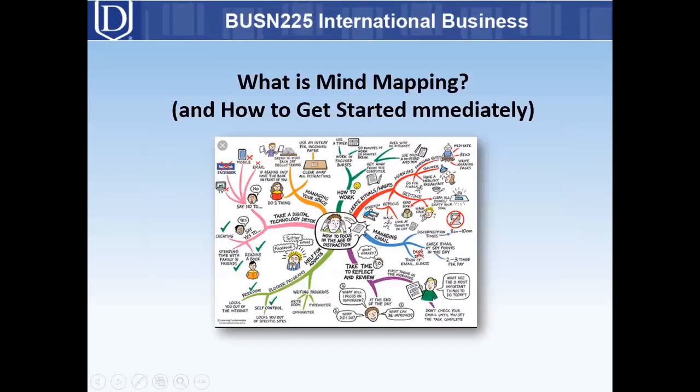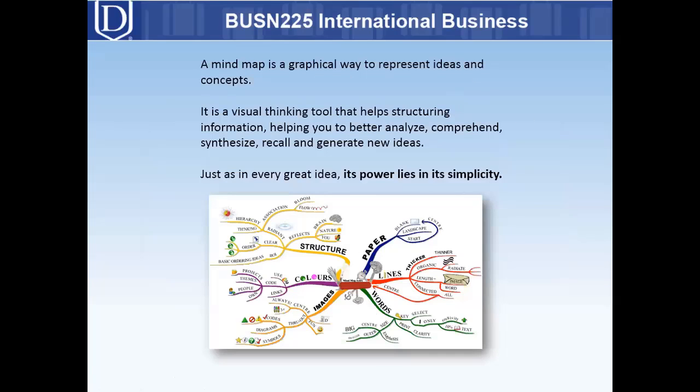What is mind mapping and how to get started immediately. This is a mind map, okay? A mind map is a graphical way to represent ideas and concepts. It is a visual thinking tool that helps structuring information, helping you to better analyze, comprehend, synthesize, recall, and generate new ideas. Just as in every great idea, its power lies in its simplicity.